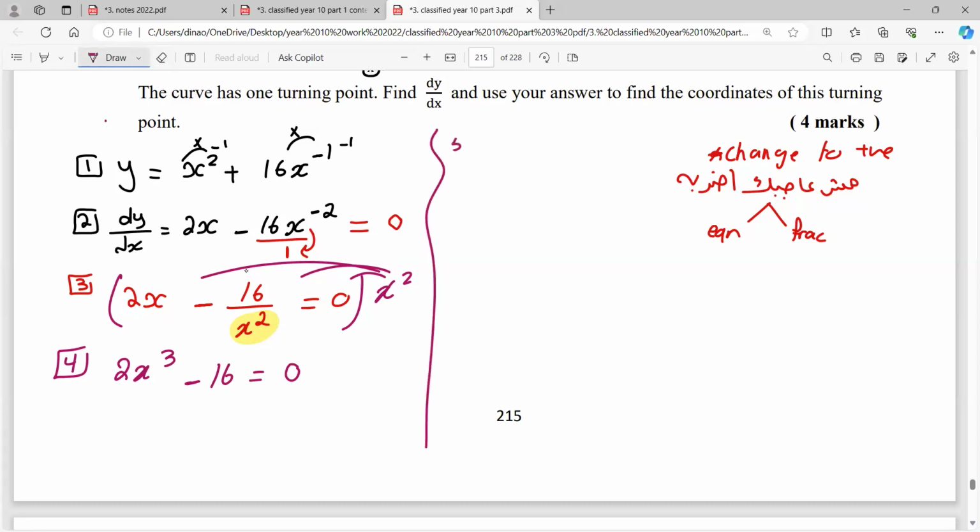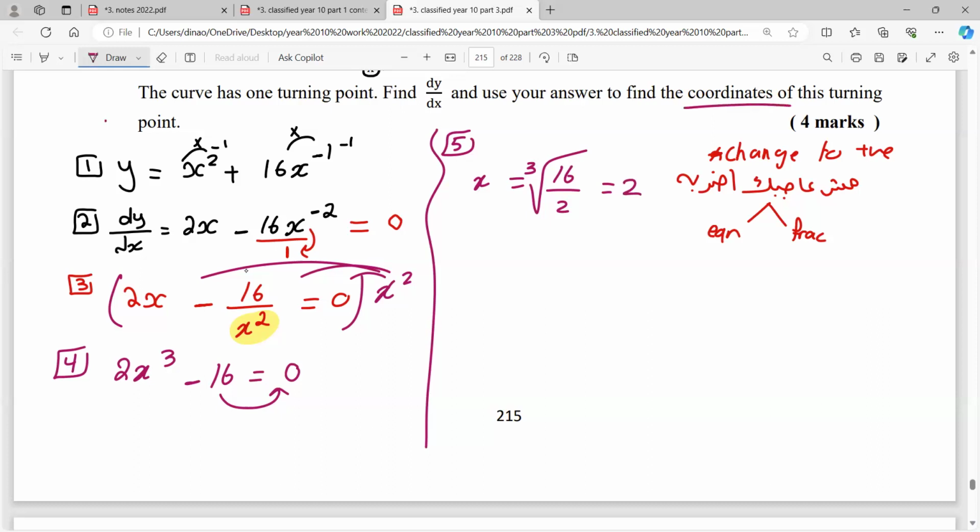I'm going to find the x in one step. I will move the 16 and then divide by 2. That's what I mean by one step, and then I will take the cubic root. I do it like this directly, and if you do it like this in the exams, you will get the final answer. So of course 16 over 2 is 8. Cubic root of 8 is what? 2. I have the x coordinate.